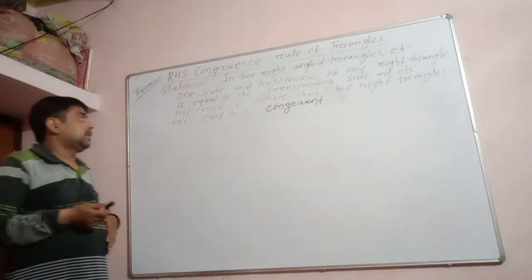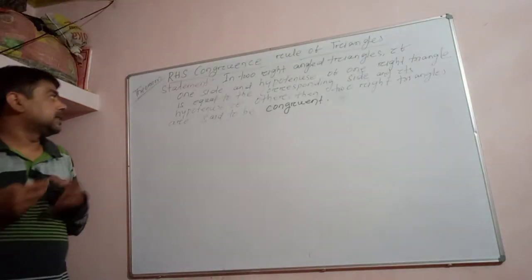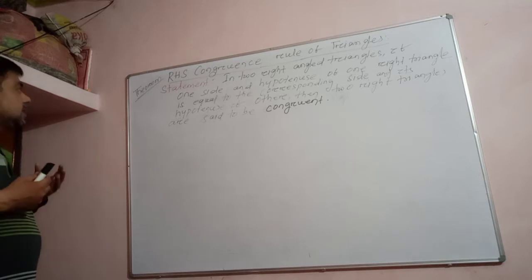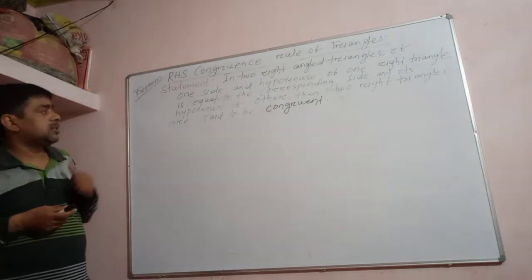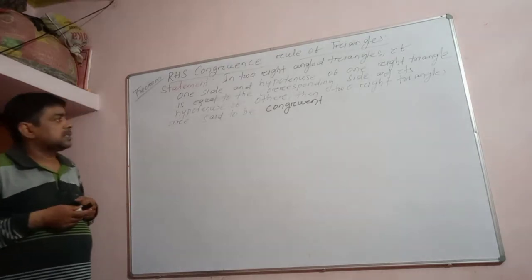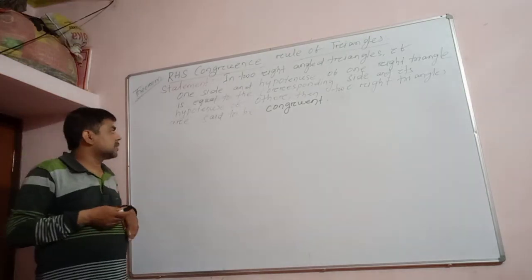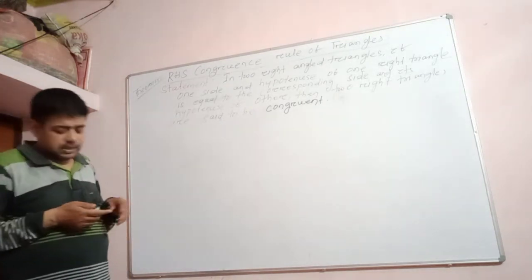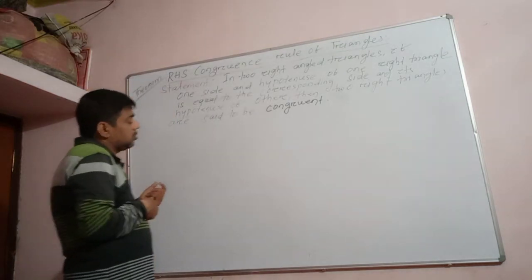In two right-angled triangles, if one side and the hypotenuse of one right triangle are equal to the corresponding side and hypotenuse of the other, then the two right triangles are said to be congruent. This is called the right angle, hypotenuse and side congruence rule of triangles.